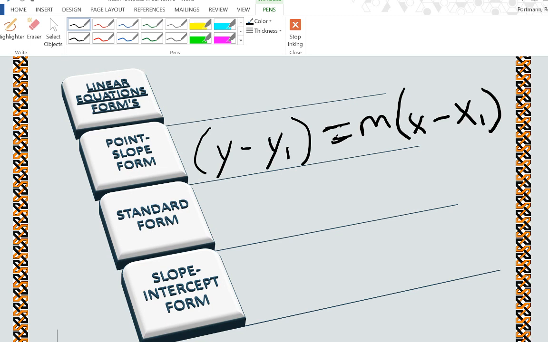That's the next one. Standard form is written in the form ax plus by equals c, where x and y are your input and output, and a, b, and c are just integers. So don't get all caught up about that right now. We're going to talk about that a little bit later on.